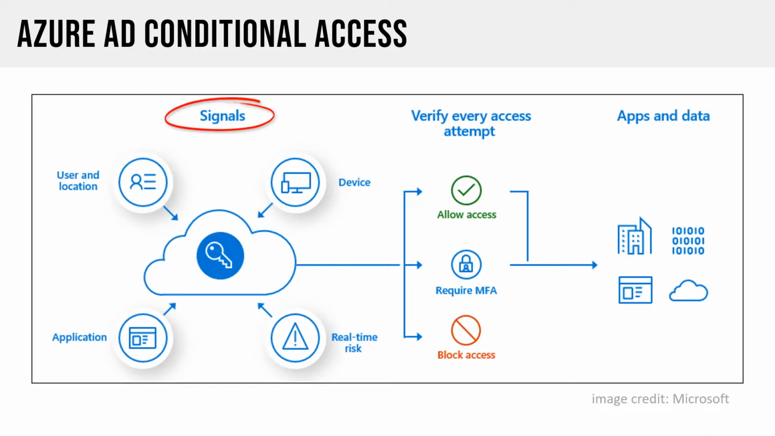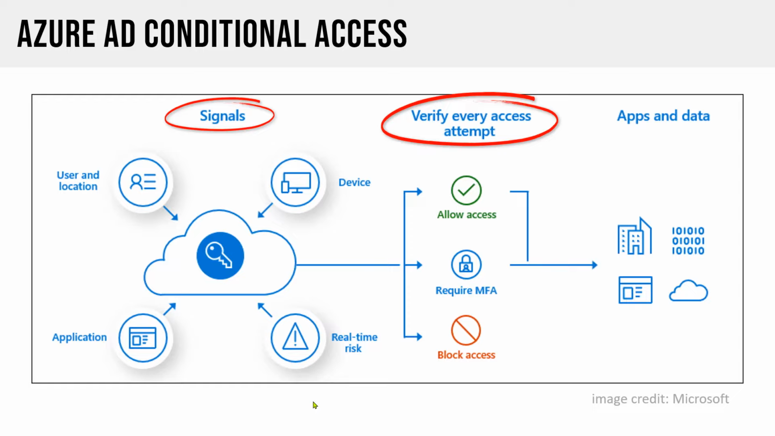The signals being the user, the location, the device they're on. Is it a trusted device? What application are they attempting to access our corporate data with? Is it a trusted application? And real-time risk, assuming we have Azure AD Identity Protection. We'll talk more about this real-time risk element in just a moment. But those conditions, those signals can be considered. And based on those factors, we can allow access, we can require multi-factor authentication, or we can block access.